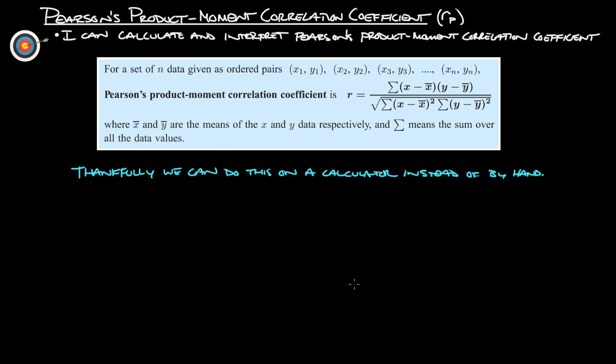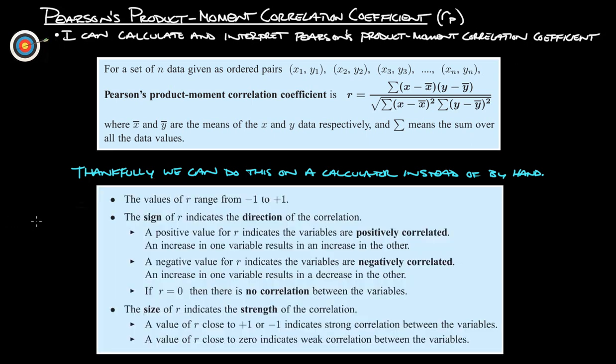Thankfully, we can do this on a calculator instead of doing it by hand. You can do it by hand, but it takes a long time. And on your IB tests and everything, you can always use a graphing calculator. So we are going to learn how to do that with a graphing calculator. Okay, I'm going to explain what the r values mean here, and then we're going to jump into actually doing one of these.